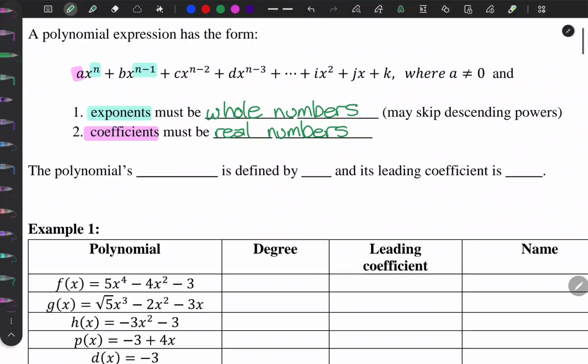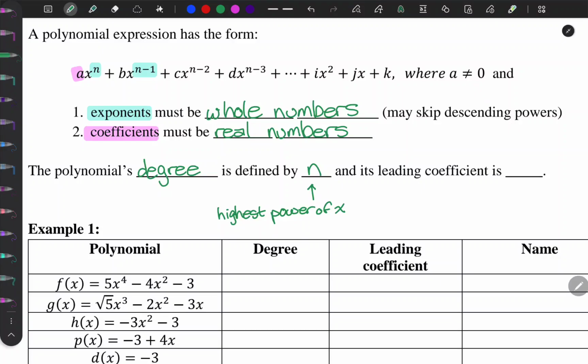When we look at a polynomial, one of the things we can identify is the degree. The polynomial's degree is determined by exponent, specifically by the highest. So we'll call that n, and that is our highest power of x.